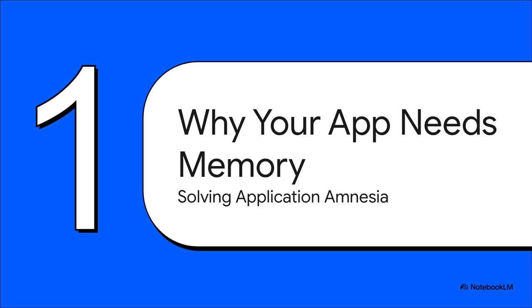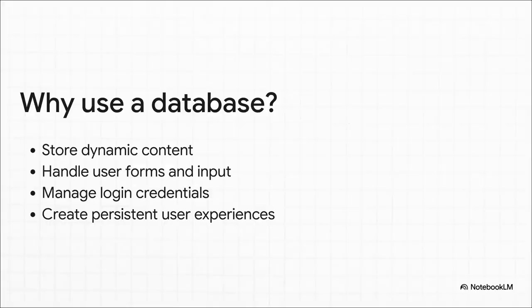Okay, but before we jump into any code, we've got to understand why. Why does our app even need this memory in the first place? Let's take a quick look at the problems the database actually solves. And the answer is, well, it's pretty much everything that makes an app useful, right? If you want to store blog posts or product listings, any content that changes, you need a database. A user fills out a contact form, that data's got to go somewhere. And most importantly, managing user accounts, storing usernames and passwords securely. A database is absolutely essential. It's the foundation for any kind of persistent, personalized experience.